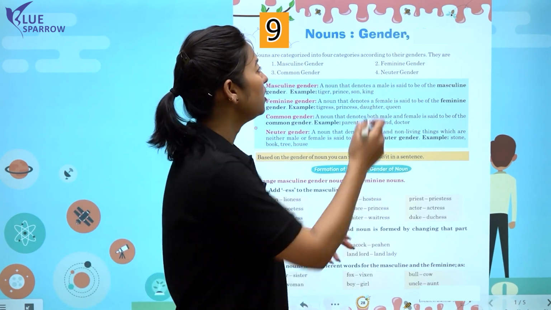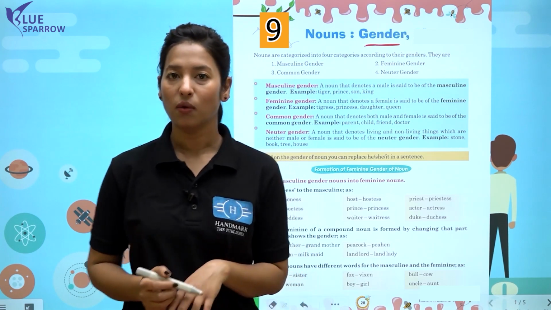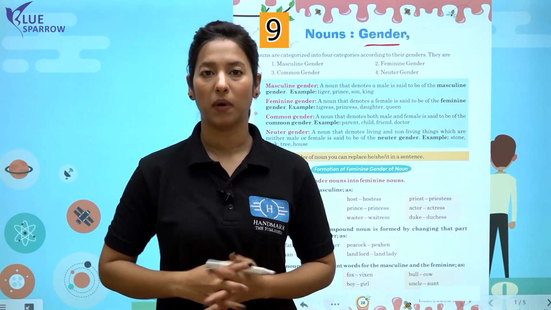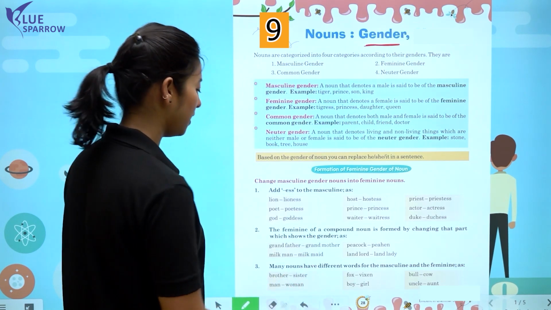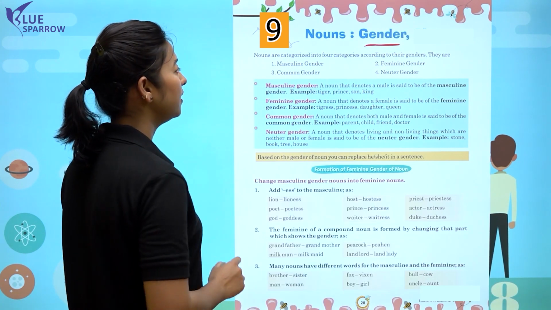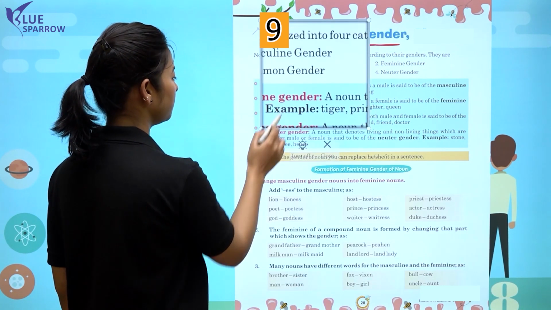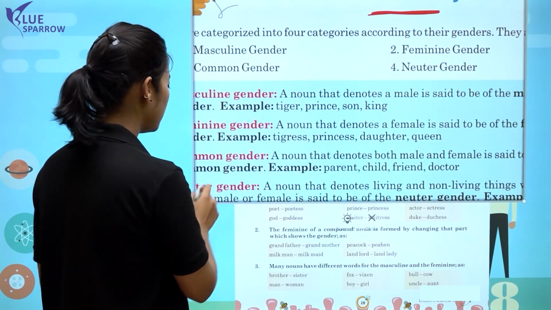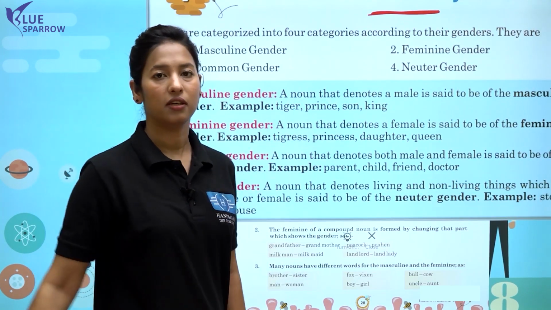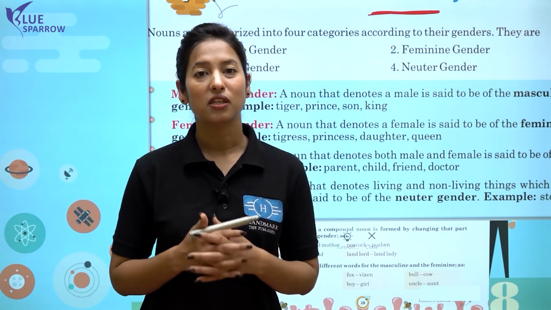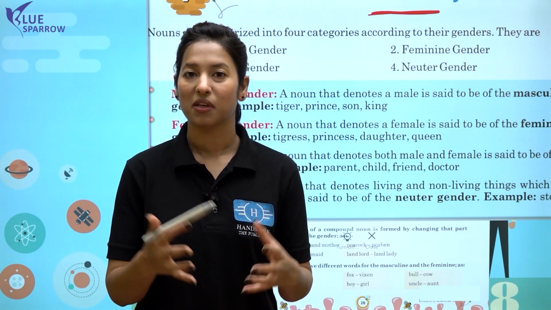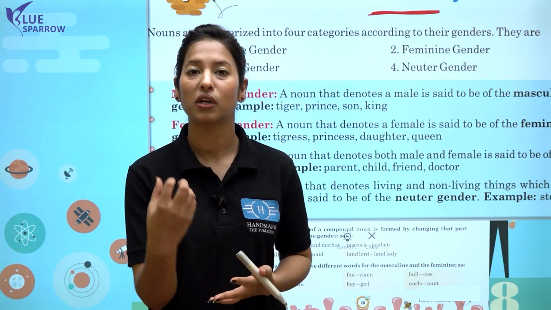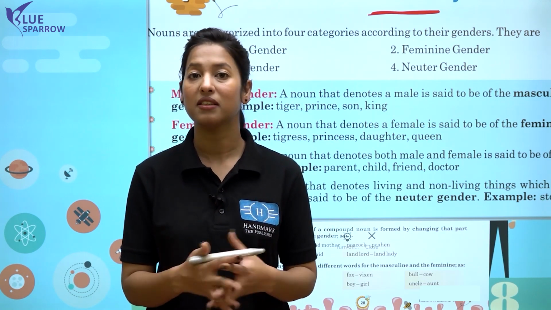So children, on the basis of genders, nouns are categorized into 4 parts. These 4 parts are, as we can see here, masculine gender, feminine gender, common gender, and neuter gender. Now, why do we need to study genders? Because genders help us to recognize something or someone's category.